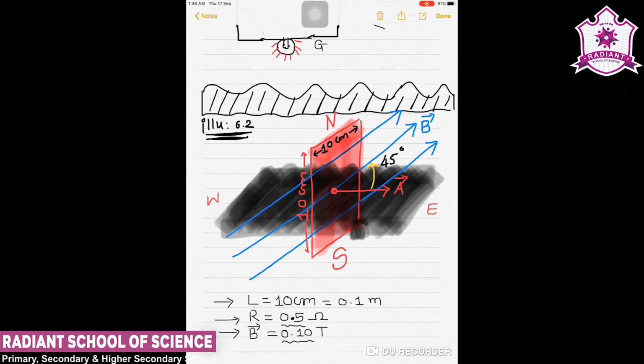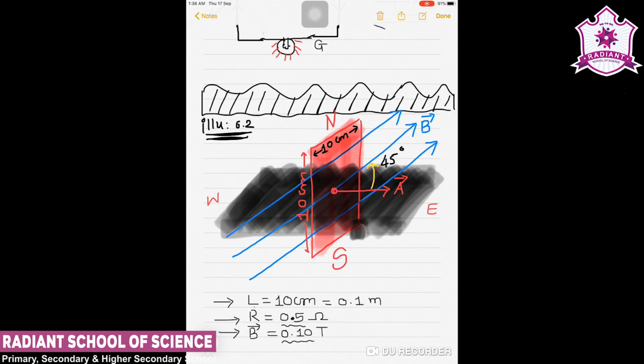Now this is interesting, they have indirectly given that the square loop's area vector will be in the west to east direction, which is obvious, and the magnetic field is set up in the northeast direction. Northeast means it is in between north and east. North and east have 90 degrees between them, so being in between means it will form a 45 degree angle with area vector A.